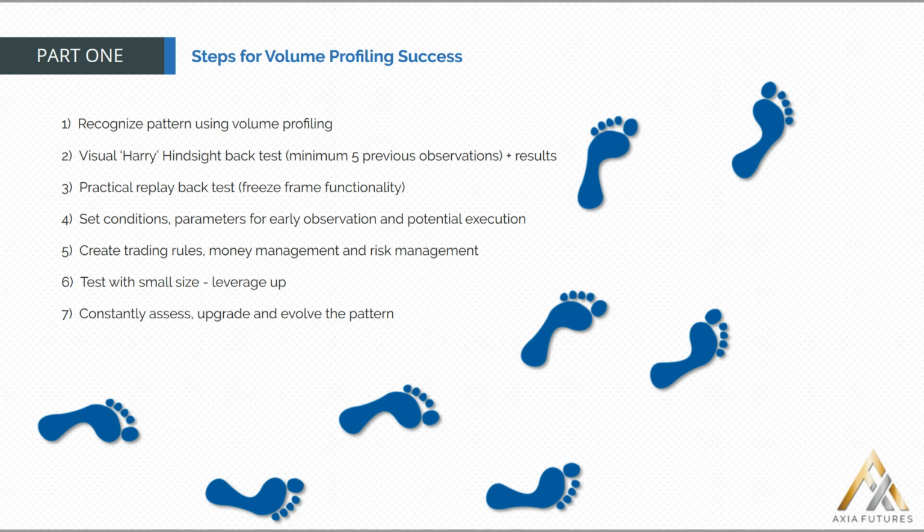Now, the reason we do it this way around and we do that first is because we can very easily identify if there is a strong enough pattern. Right? A lot of patterns don't always necessarily give us the best risk-reward metrics. So we want to know early enough, is this strategy actually worth pursuing? Then, once we've done the visual Harry Hindsight backtest, we then need to go and do a practical replay backtest.